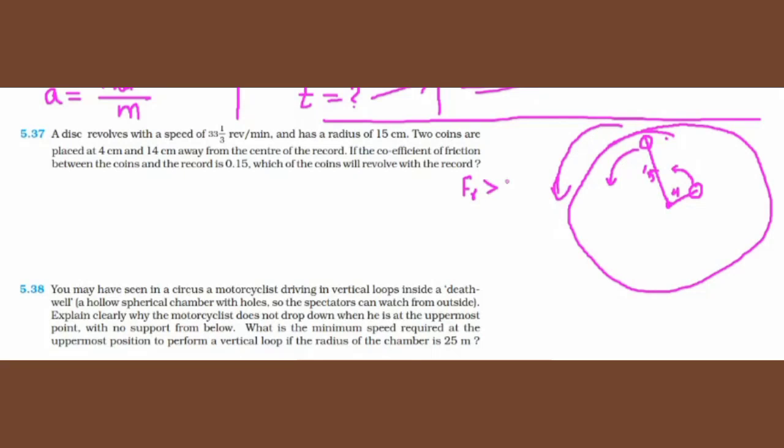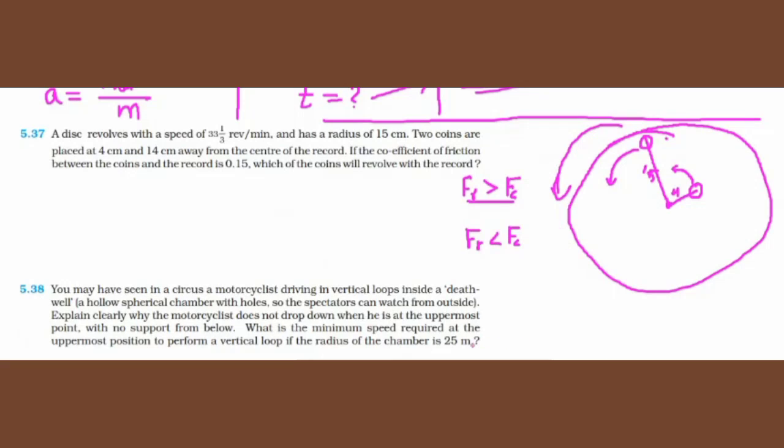If friction is greater than the required centripetal force, the coin will remain there. If friction is less than the required centripetal force, the friction will fail to provide the centripetal force, so the coin will be thrown away along the tangential path. That is the concept.